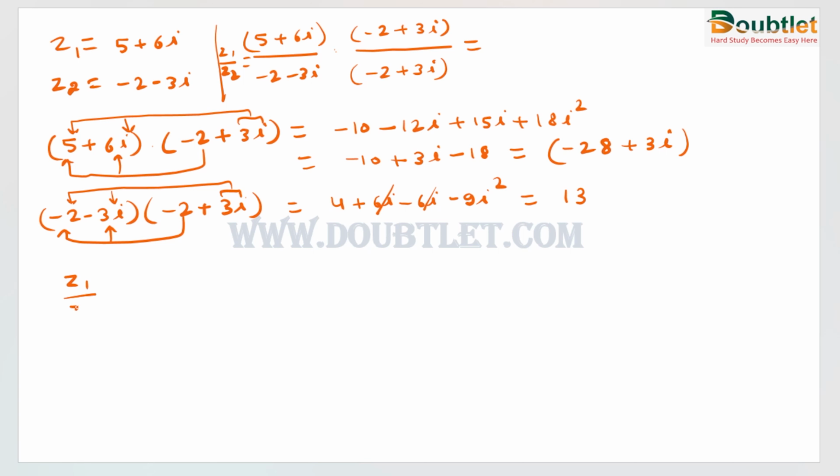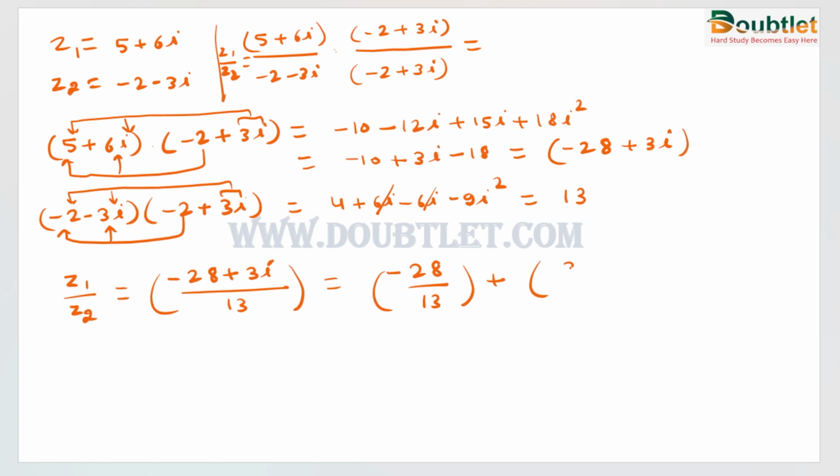So if we find Z1 divided by Z2, then what we will get? We will get -28 plus 3 iota, and this is 13. So if we just solve it, this will become -28 divided by 13, and this will become 3 divided by 13 and iota. So here this is the real part and this is the imaginary part. So I hope you got the concept of how to divide two complex numbers.